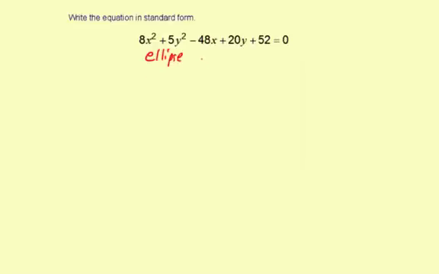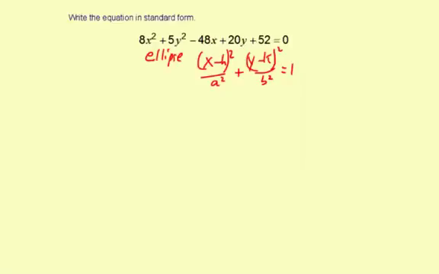So the final form should be something like this. It should be x minus h quantity squared over a squared plus y minus k quantity squared over b squared equals 1. And the a and the b could switch, but those aren't really that relevant as to how the equation is going to look.